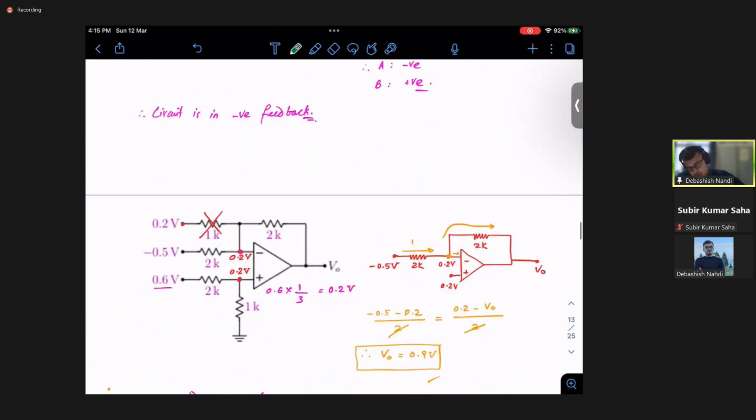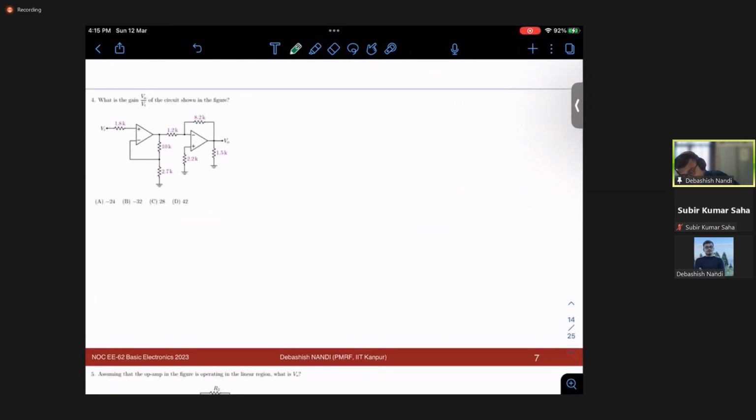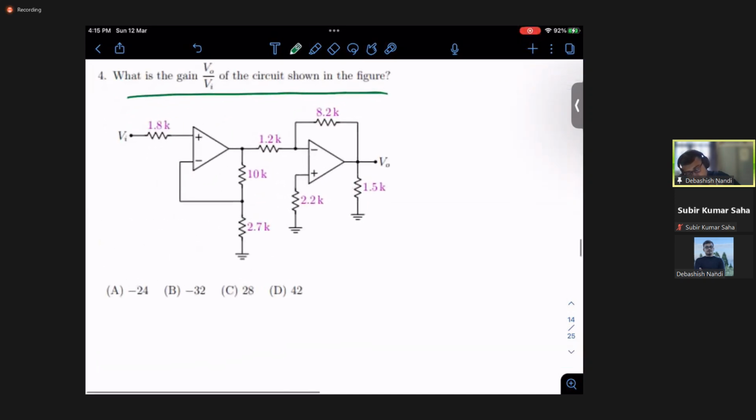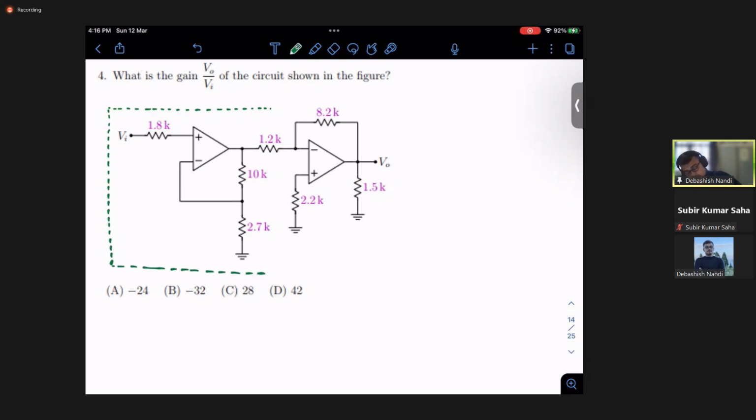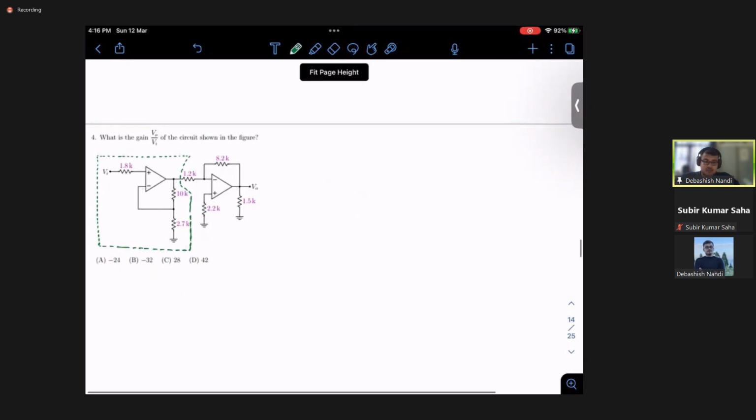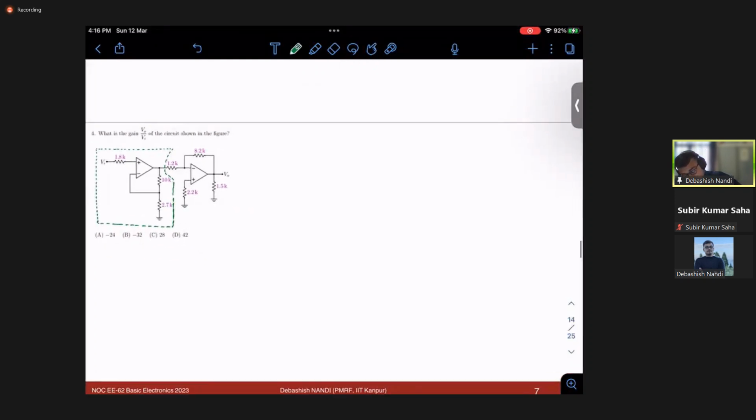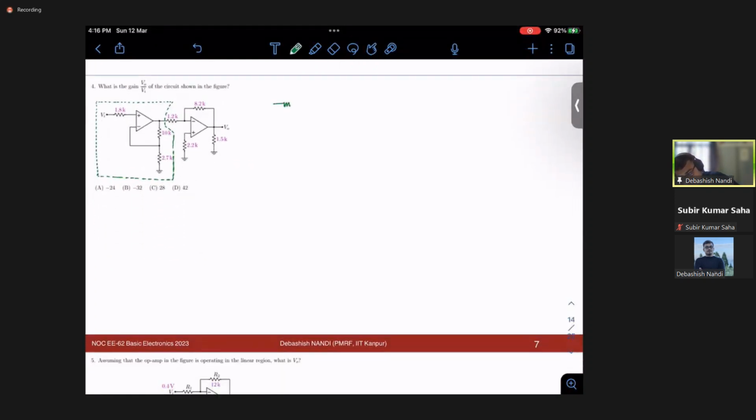So moving forward to problem number 4. What is the gain in the circuit shown here? This is a pretty simple problem, I think. How do we go about these problems? As it is an ideal op-amp, I can consider this to be the first stage, and another part I will analyze later. This is how I analyze this circuit.